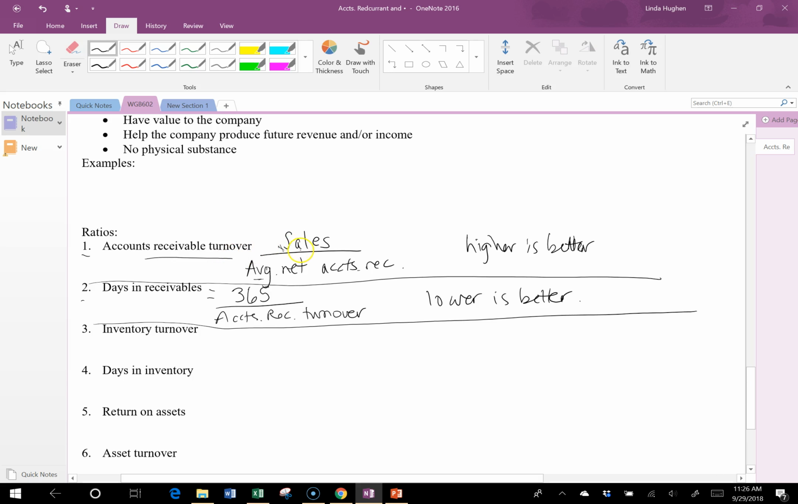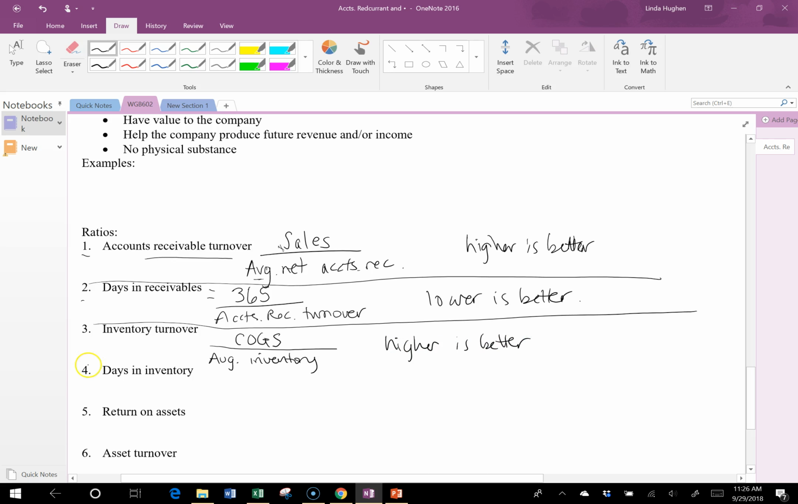Whereas sales drive accounts receivable, we don't want to compare our sales to our inventory. And the reason is the sales includes the markup, right? Our cost, we want to compare the cost of the inventory to the actual inventory levels. So we're going to compare cost of goods sold to average inventory. And clearly the more we're turning over the inventory, the more we're earning our gross profit. So of course higher is better.